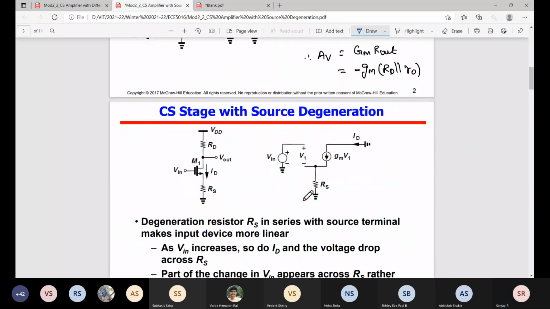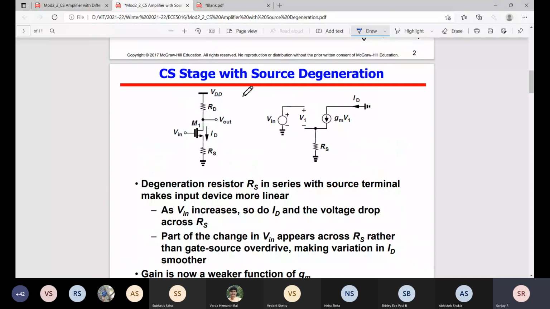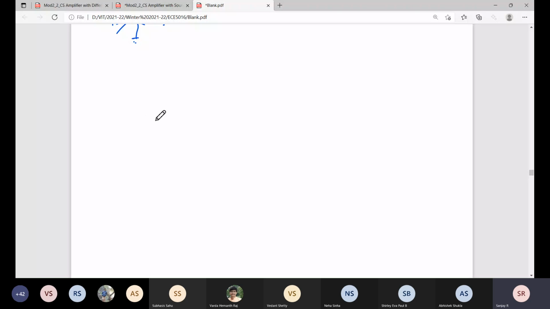So now we'll start the common source stage with source degeneration. All of you studied about emitter degeneration. Yes. Yes, sir. RC, RE, let's apply some resistive divider biasing.